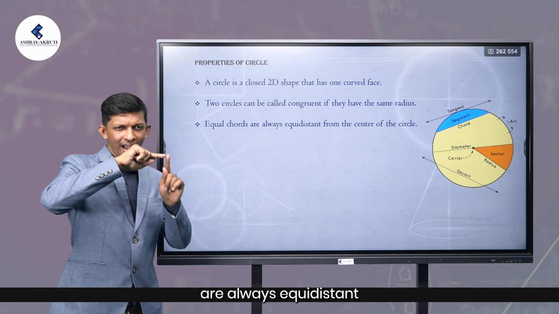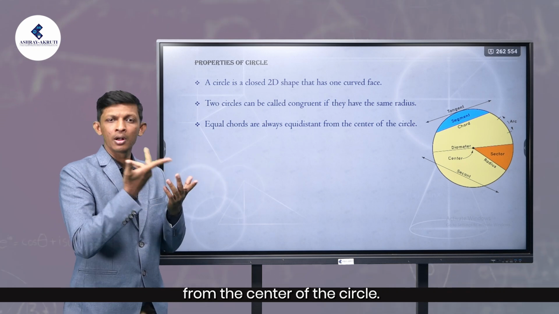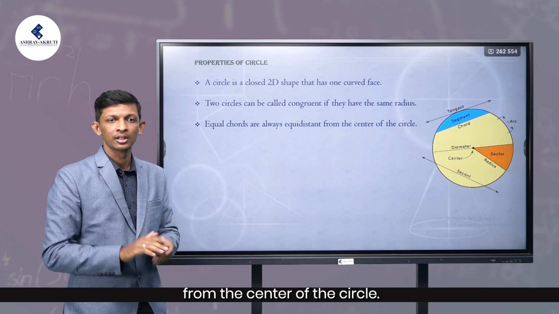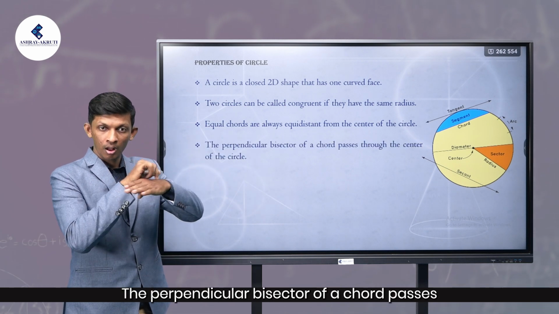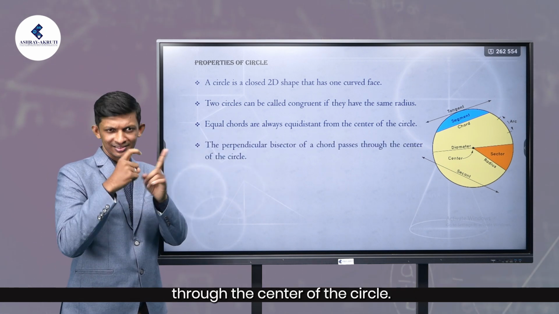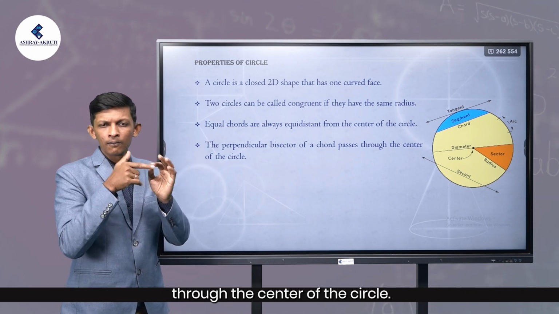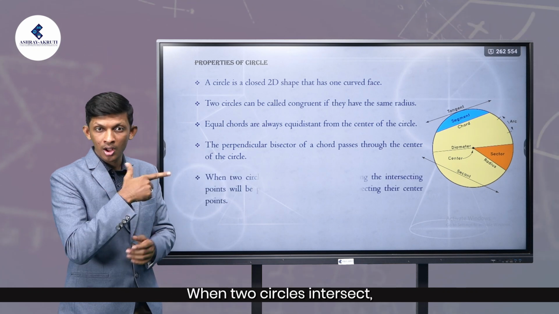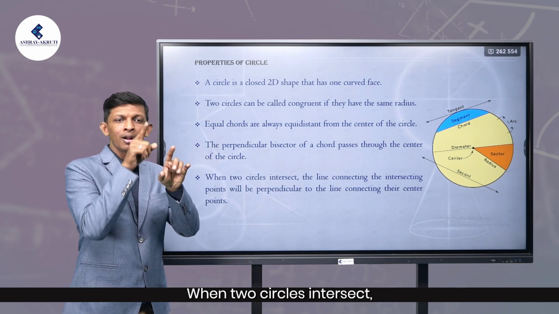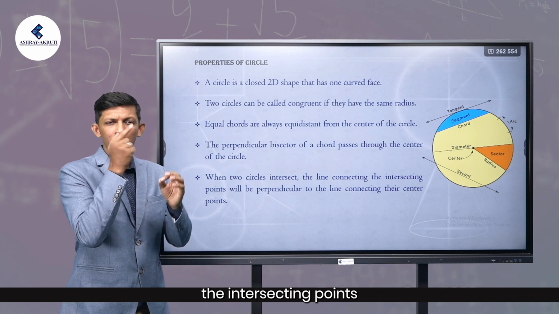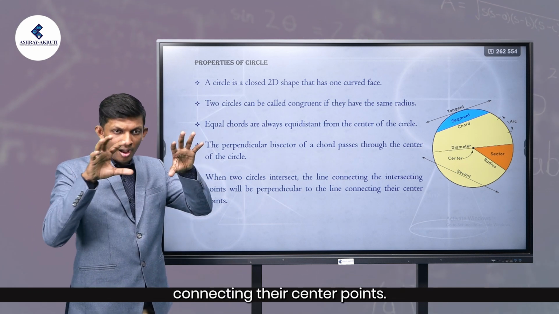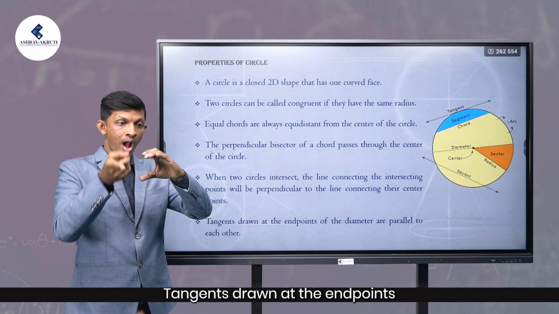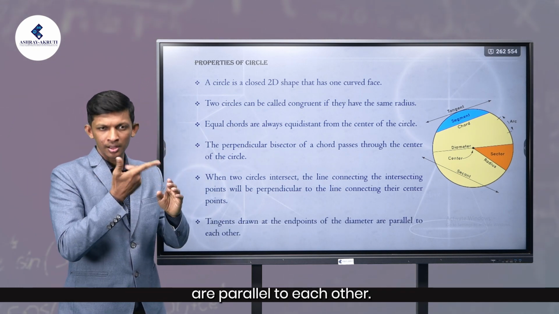Equal chords are always equidistant from the center of the circle. The perpendicular bisector of a chord passes through the center of the circle. When two circles intersect, the line connecting the intersecting points will be perpendicular to the line connecting their center points. Tangents drawn at the endpoints of the diameter are parallel to each other.